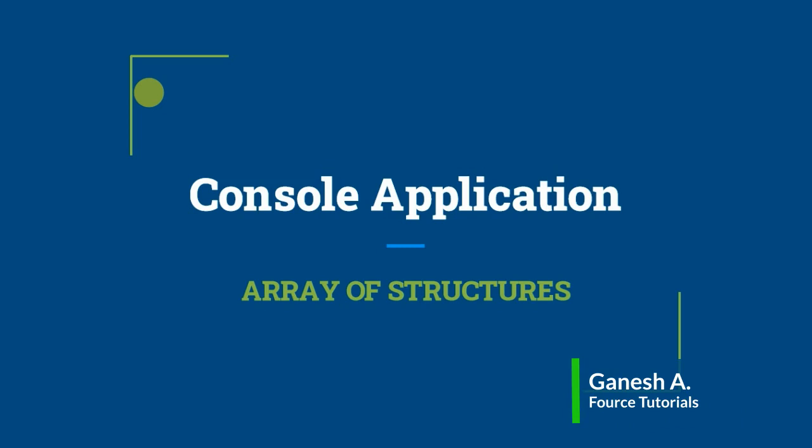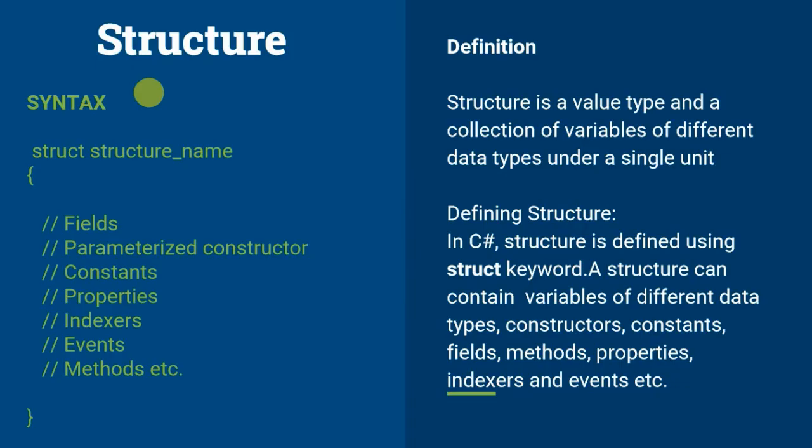The topic that we'll be looking at today is structures, and we'll be dealing with something called an array of structures. Let us know what a structure is. A structure is a value type and a collection of variables of different data types under a single unit. So basically you can have different kinds of data of various data types under one particular name, that of a structure. Defining a structure in C#: a structure is defined using the struct keyword.